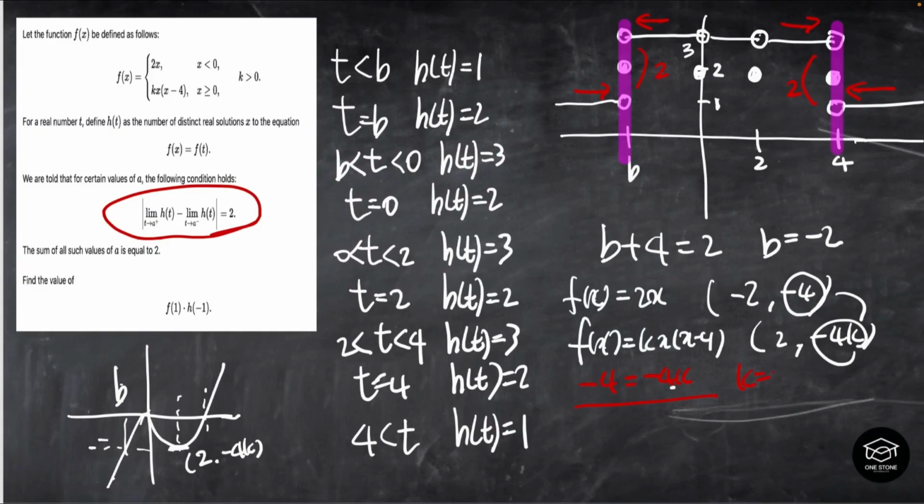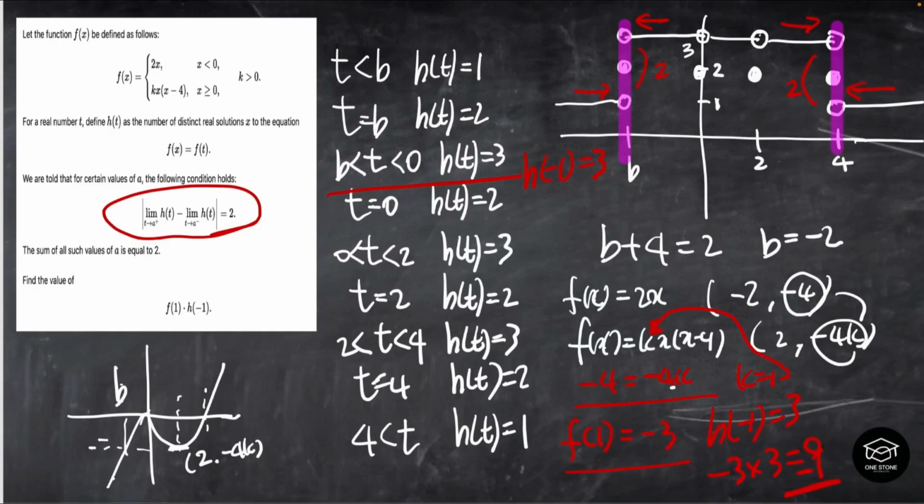Thus, for x greater than or equal to 0, the function becomes f of x equals x times the quantity x minus 4. Finally, let's evaluate. At x equals 1, f of 1 equals 1 times the quantity 1 minus 4, which is negative 3, and at t equals negative 1, the horizontal line y equals f of negative 1 intersects the graph at 3 points, so h of negative 1 equals 3. Therefore, f of 1 times h of negative 1 equals negative 3 times 3, which equals negative 9.